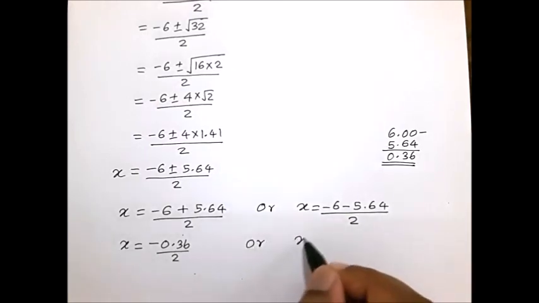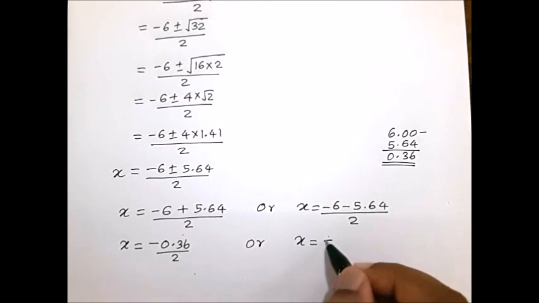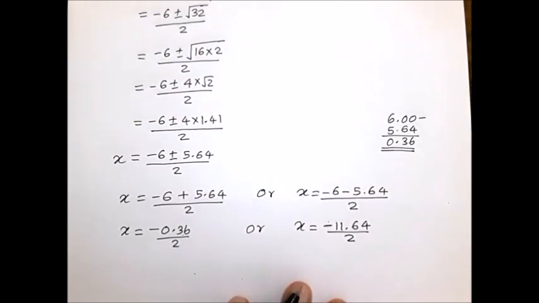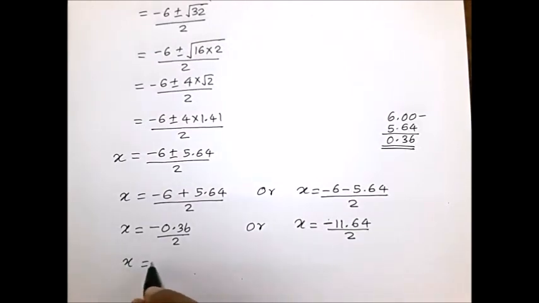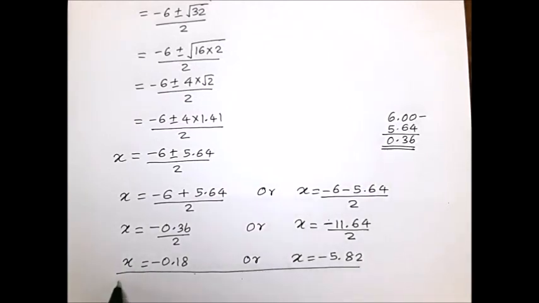Then the right hand side. Same sign, so add these two. 6 plus 5 is 11. Minus 11.64 divided by 2. Here the answer is x equals minus 0.18 or x equals minus 5.82. This is the solution of the above quadratic equation.